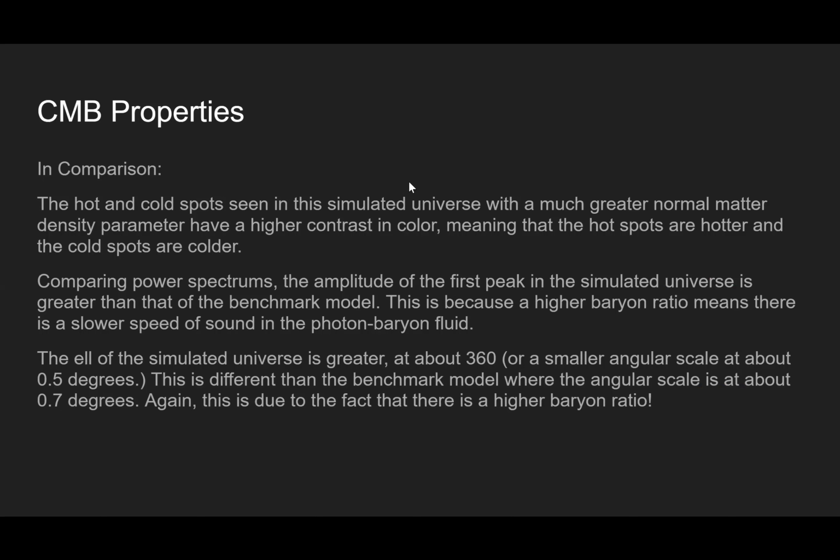In comparison, the hot and cold spots seen in the simulated universe with a much greater normal matter density parameter have a higher contrast in color, meaning that the hot spots are hotter and the cold spots are colder.